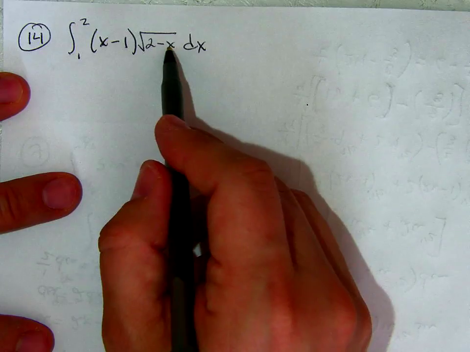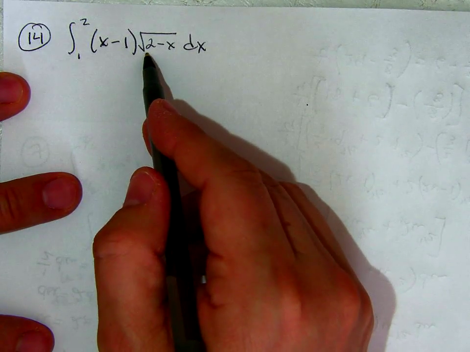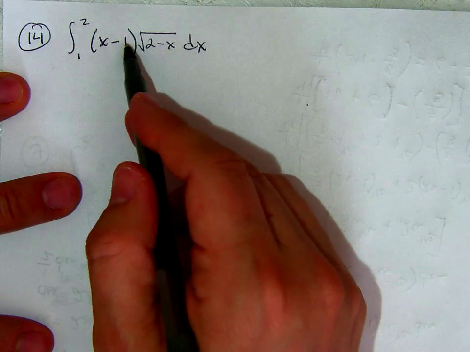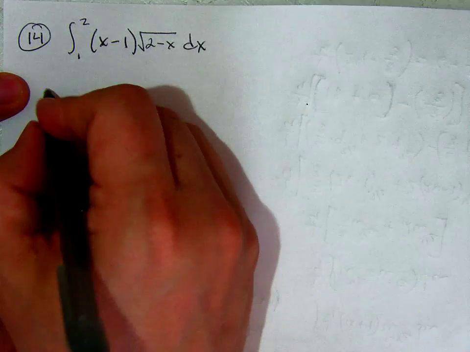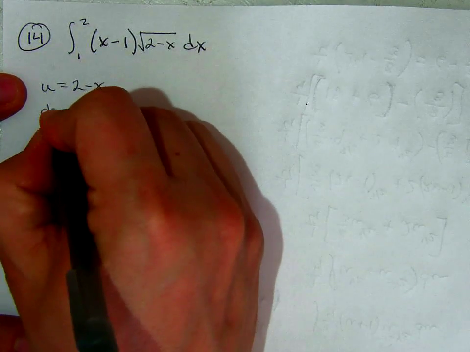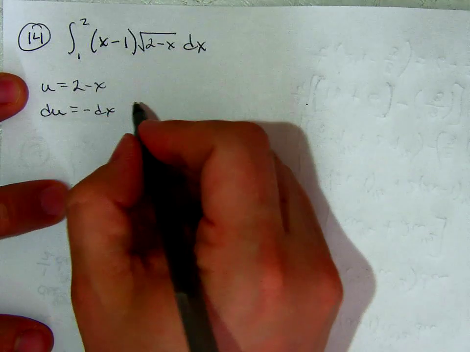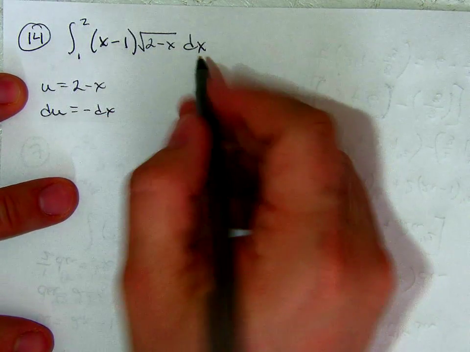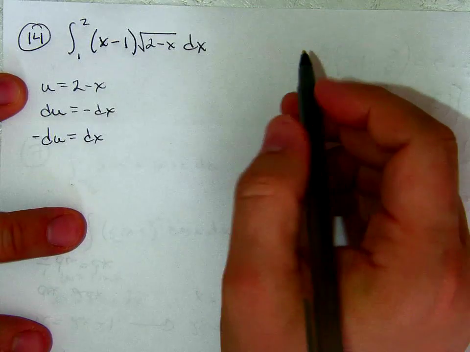The 2 minus x, you might say, well, which one is really inside? Well, it's going to say the 2 minus x is the inside function because it's inside the square root. This one is not really anything that's difficult to deal with, the x minus 1. So we'll say u is 2 minus x. du is negative dx. Okay, well, I don't want negative dx, I want positive dx. So negative du equals positive dx.